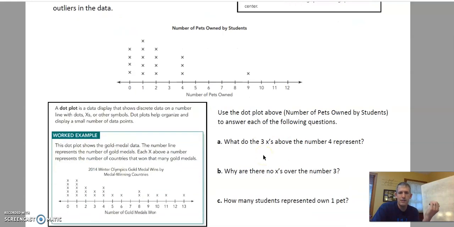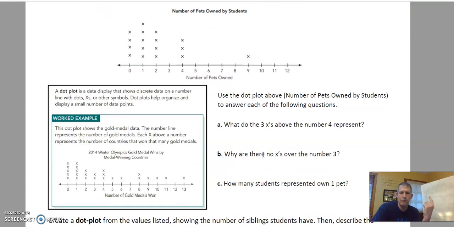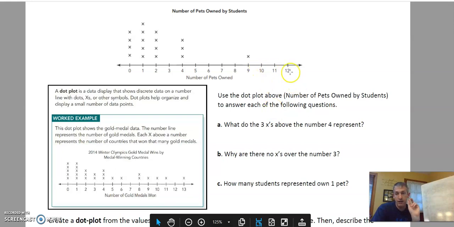Okay, and how many students owned 1 pet? Okay, so look for 1 pet and then count the number of X's. 1, 2, 3, 4, 5. Okay, so 5 students owned only 1 pet. Okay, we would be way out here if you've been watching some of my other videos. You know, we've got a lot of pets.